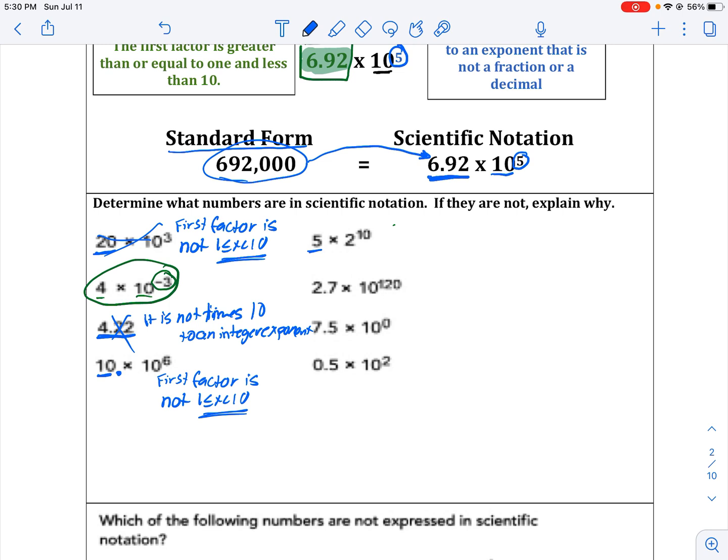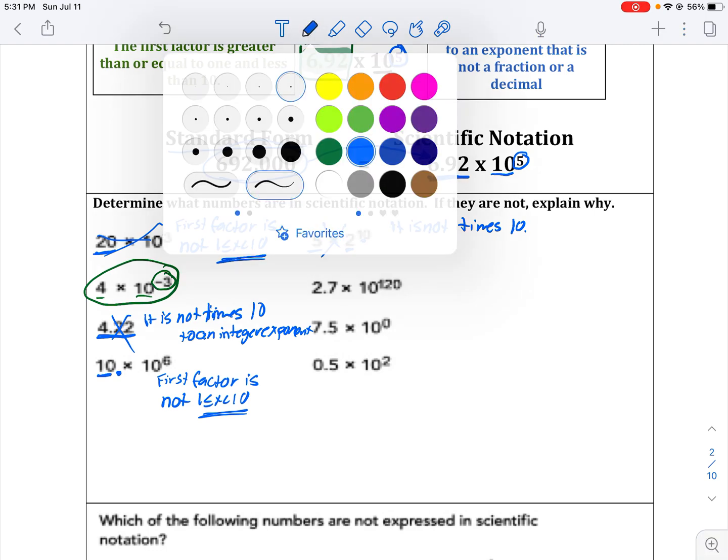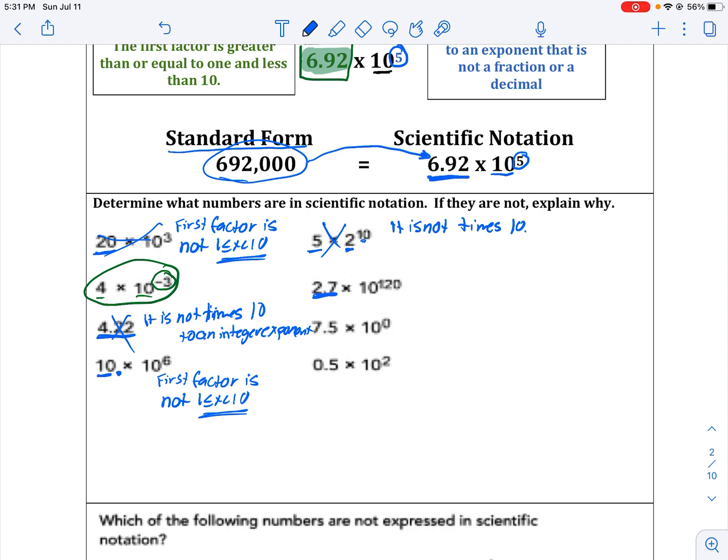Next, first factor between 1 and 10, check. Times, it is not times 10, it's times 2 to the power of 10, which is not times 10 to a power of an integer. So this is not scientific notation because it is not times 10. See that times 2? Don't let that times 2 fool you. Not scientific notation.